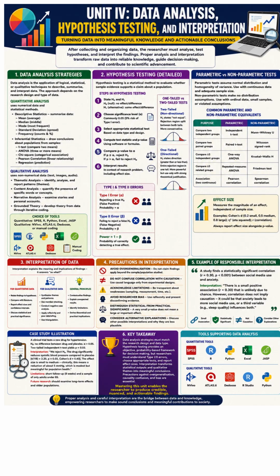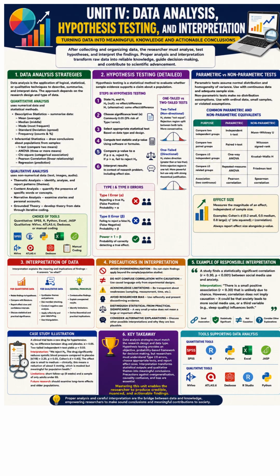Bias is another major concern. Researchers should strive to remain objective and consider alternative explanations for their findings. Presenting only evidence that supports a preferred conclusion can lead to misleading interpretations. Responsible researchers discuss competing explanations and explain why their interpretation is most reasonable.